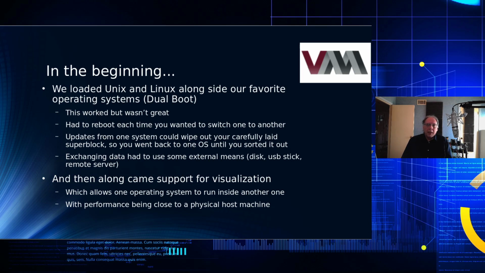So yeah, you know me, I always have to go back to the beginning. What was the pain and suffering that we went through that caused us to want virtual machines? So in the beginning, we used to install Unix and Linux alongside our favorite operating system. Back in those days, for me, it would have been Windows NT and Unix, AT&T's System 5 for x86.